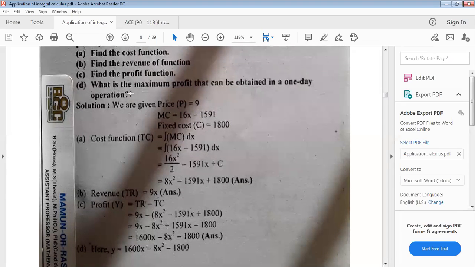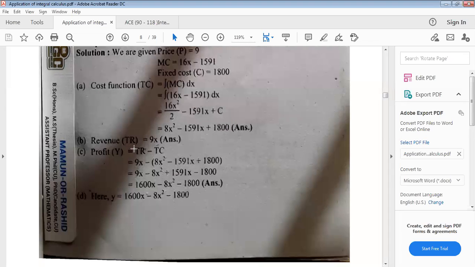Now thirdly, find the profit function. Profit equals total revenue minus total cost. So total revenue 9x minus total cost, which is 8x square minus 1591x plus 1800. This is the total cost. Just taking the subtraction, minus minus becomes plus, then 9x adding gives 1600x minus 8x square minus 1800. This is the result, total profit: total revenue minus total cost.